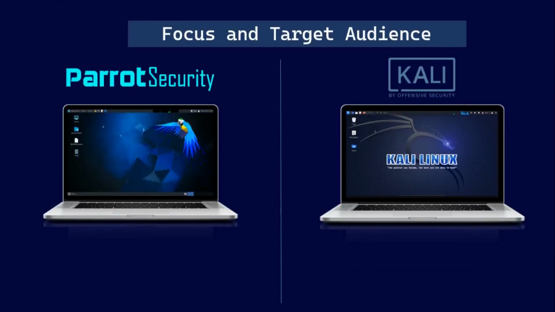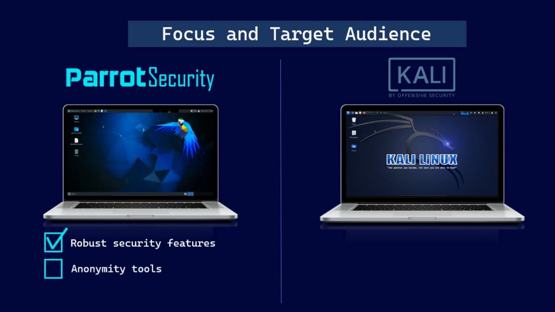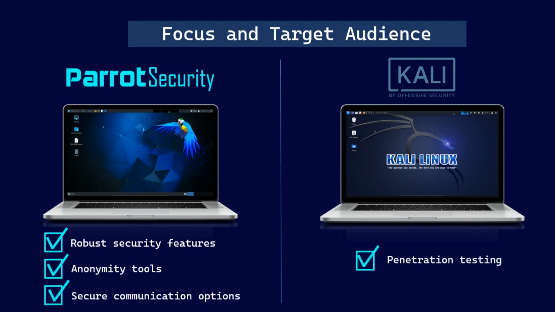Next is focus and target audience. Parrot Security OS emphasizes both security and privacy, catering to individuals and professionals who require robust security features, anonymity tools, and secure communication options. Kali Linux, on the other hand, primarily focuses on penetration testing and is widely regarded as the go-to choice for ethical hackers and security experts.